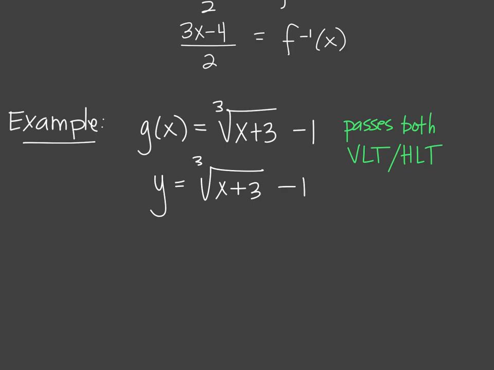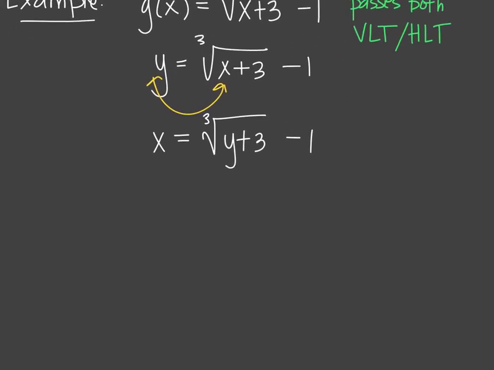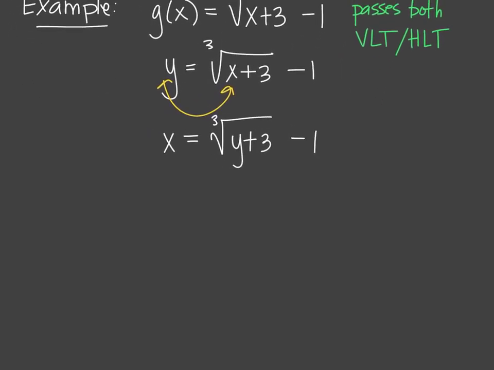Now that I have a y to switch the x with, I will flip-flop those two positions. Don't move anything else. Just make the problem start with x equals instead of y equals, and then have everything else. Now after you've done the switch, you're going to work towards getting the y by itself again.